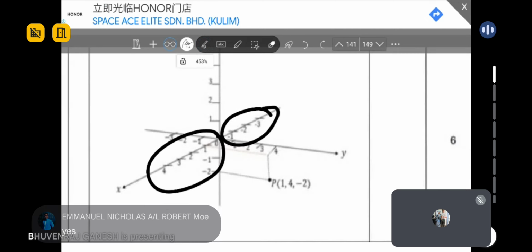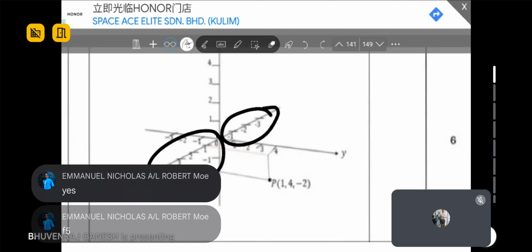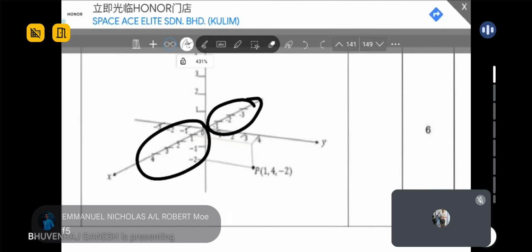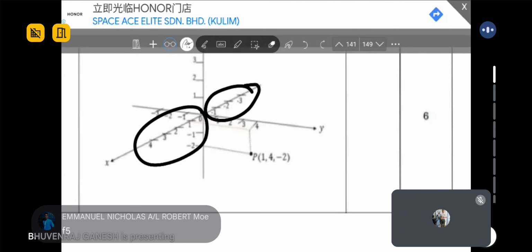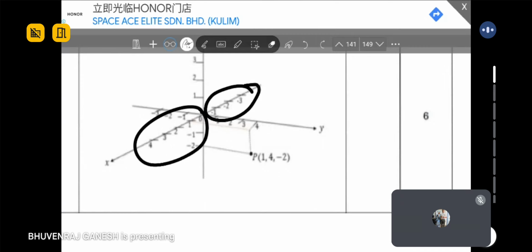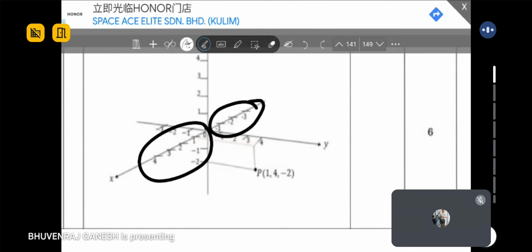Are you form 4 or form 5? Emmanuel? Form 5. If you're form 5, right, you can think of physics concept. You will understand. Okay, guys.